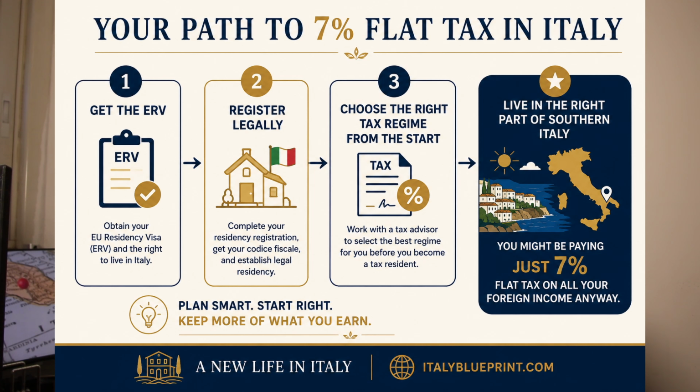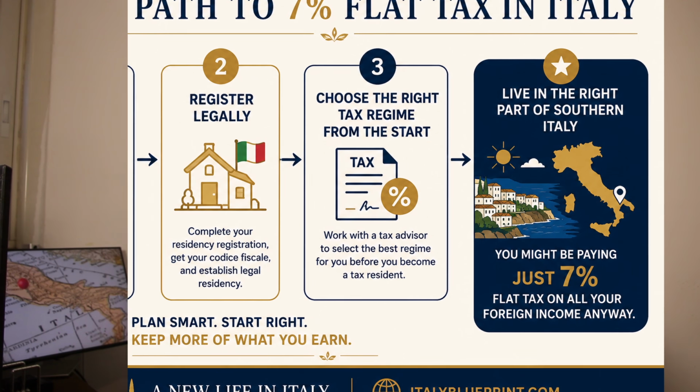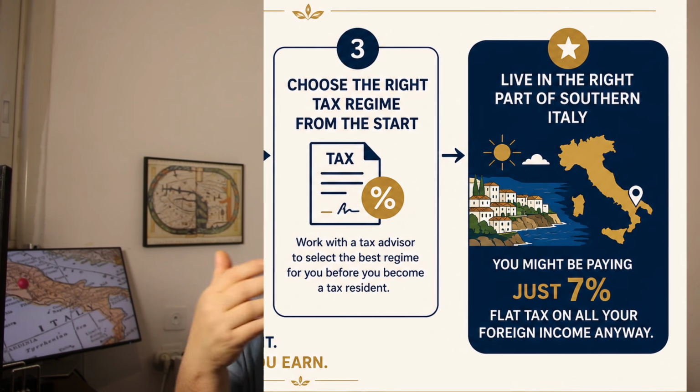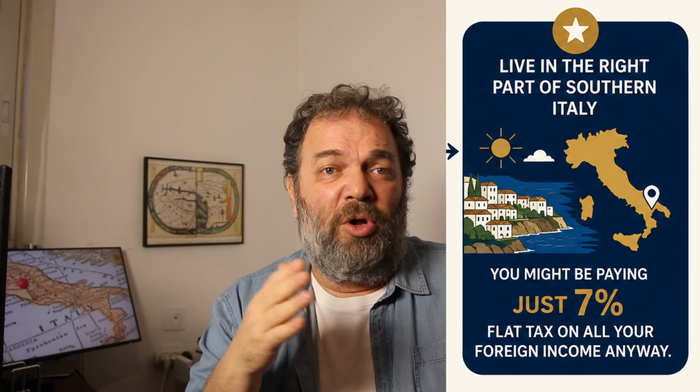It works less well for people who essentially want to live in Italy full-time, but do exit trips to avoid the tax residency question. If Italy is really where your life is, the smart move is to do it properly. Get the ERV, register legally, choose the right tax regime for your situation, and if you live in the right part of southern Italy, you might be paying just 7% flat tax on all your foreign income anyway. We've covered both of those in detail in previous videos. I'll link them in the description.